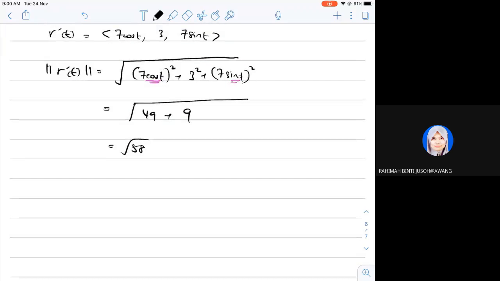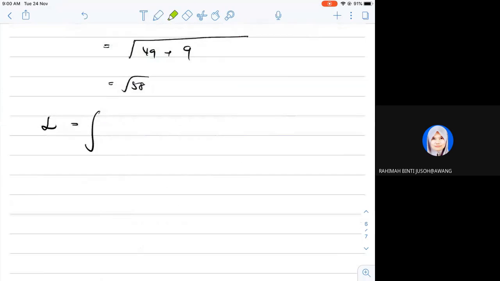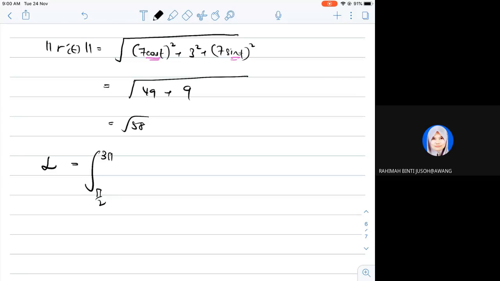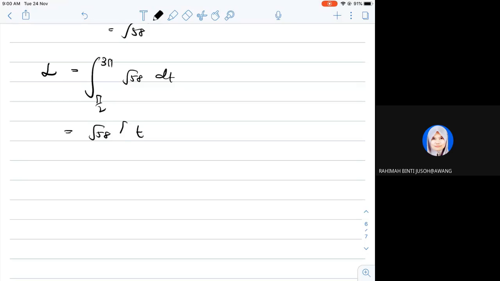So we just need to integrate this. Therefore, the arc length equals the integration from pi over 2 until 3 pi of the magnitude of r prime t, so square root of 58 dt. Square root of 58 is just a constant, so it can be taken out. Integrating the constant, we get t. So we have 3 pi and then pi over 2. Now square root of 58 multiplied by 3 pi minus pi over 2.